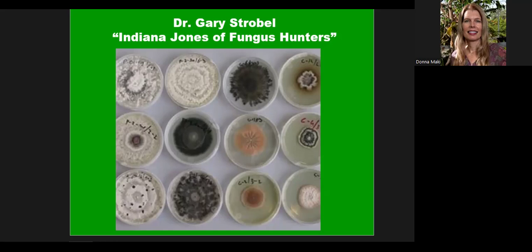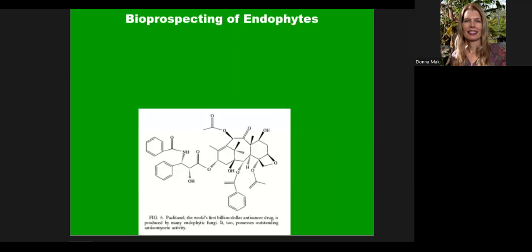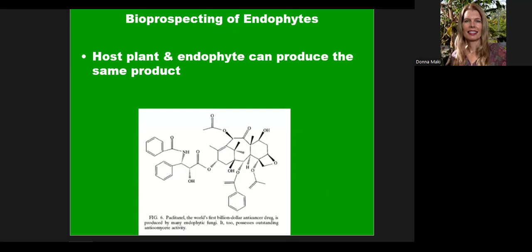They try to isolate them, purify them, grow them up, and then start studying them and looking at what kinds of interesting chemicals they might produce, what they are doing. And so he was part of the team that figured out this drug, paclitaxel. And it's the world's first billion-dollar anti-cancer drug. That's what it looks like. They've never been able to figure out how to synthesize that in a lab.